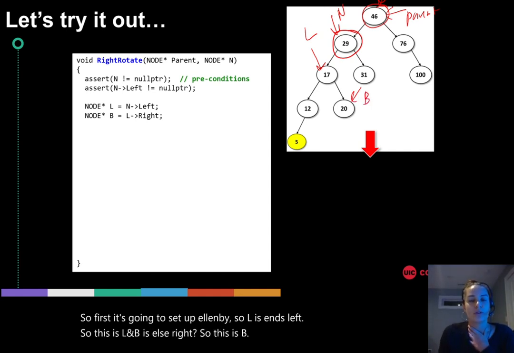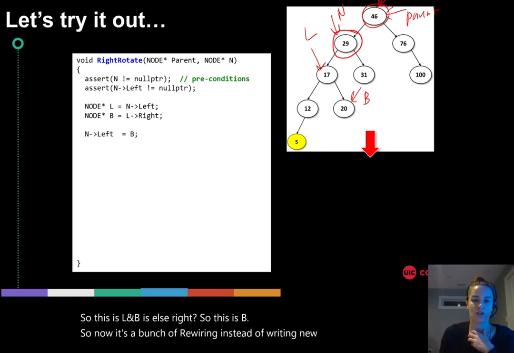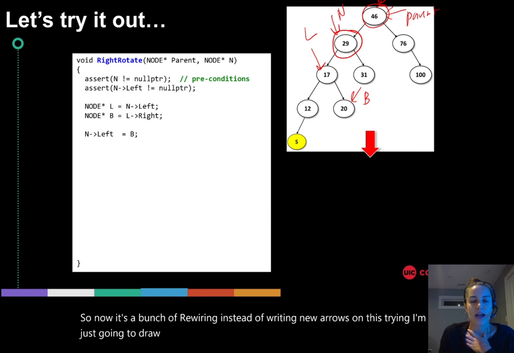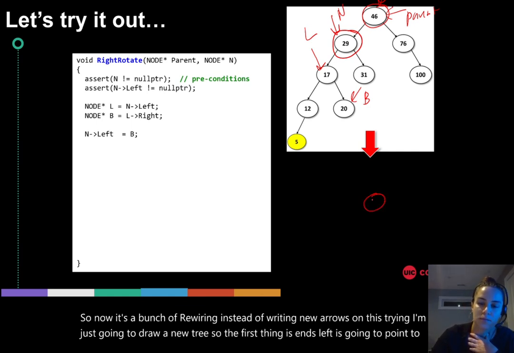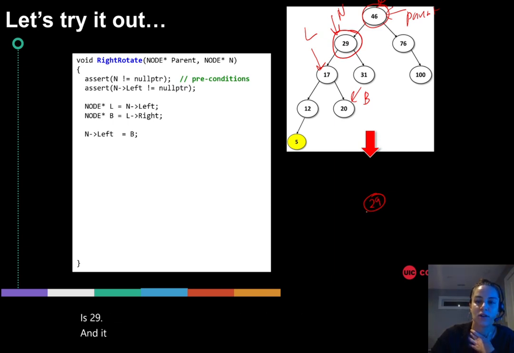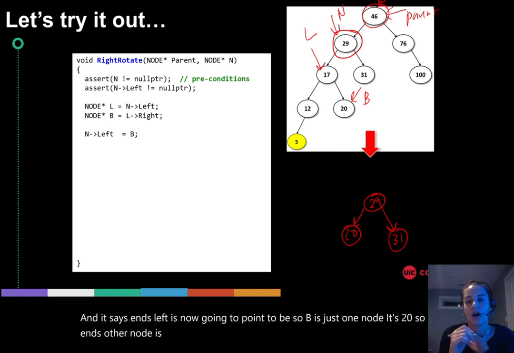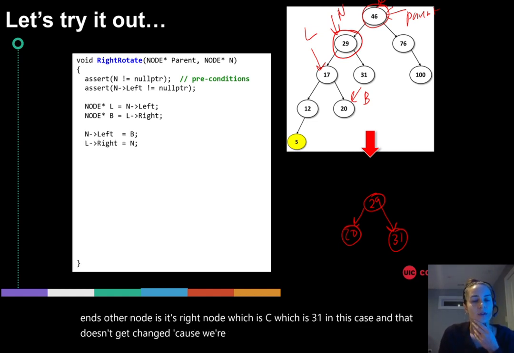So now it's a bunch of rewiring. Instead of writing new arrows on this drawing, I'm just going to draw a new tree. The first thing is n's left is going to point to B. So n is 29, and it says n's left is now going to point to B. B is just one node, it's 20. n's other node is its right node, which is C, which is 31 in this case. And that doesn't get changed because we're just changing n's left.